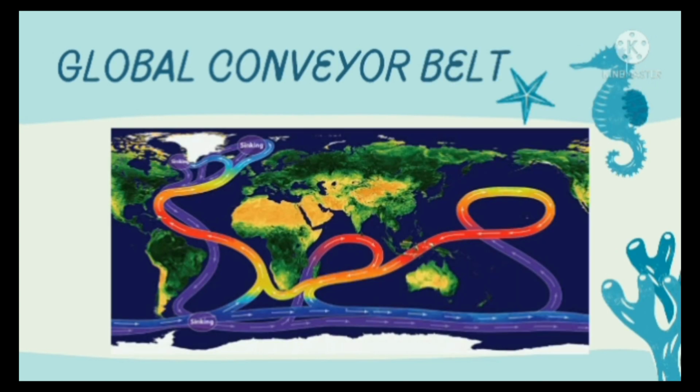This is an example of the global conveyor belt. The warmer waters are situated in the lighter belt, whereas the darker belts represent the colder regions or the low temperature water masses.